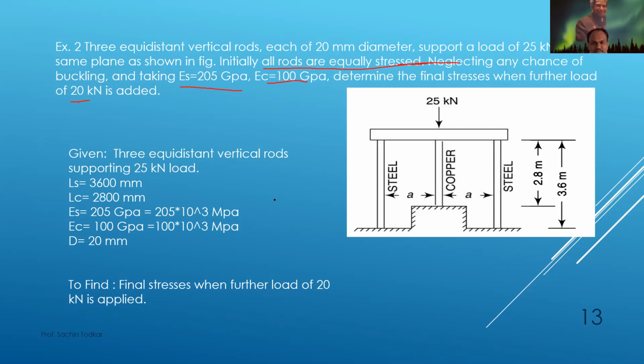So we'll write the given data here. Lengths of steel and copper are given here, 2.8 meter and 3.6 meter. We have converted area in millimeters, ES in megapascal, EC in megapascal. Diameter is 20 each. So we need to find the final stresses when a further load of 20 kilonewton is applied.